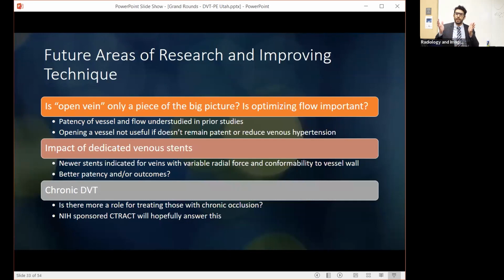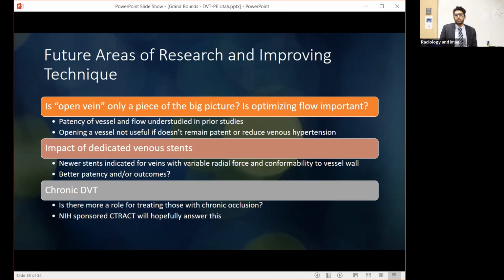So you can have an open vein, but if the flow is poor, then maybe that's the reason why patients don't get better. So I think there's a lot more interest now about optimizing flow, getting the inflow better, patency of the vessel, following patients out long-term to make sure that the vessel stays patent, reducing the venous hypertension that causes PTS. All these sorts of pieces are important, really, and may fit into a bigger puzzle instead of just getting the vein open and saying that that's enough.